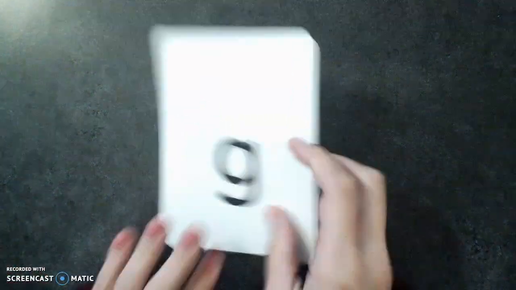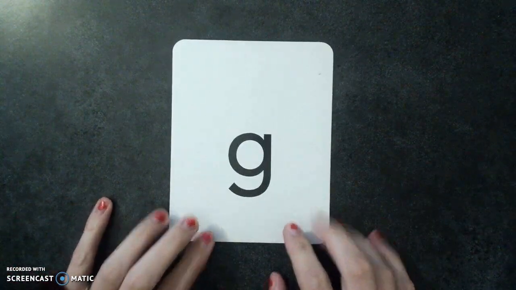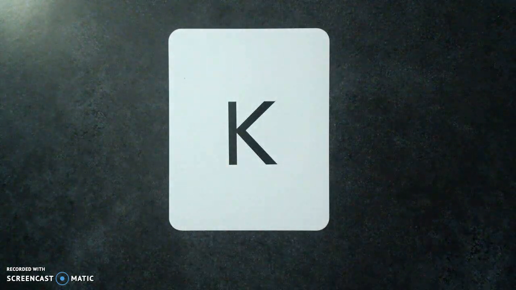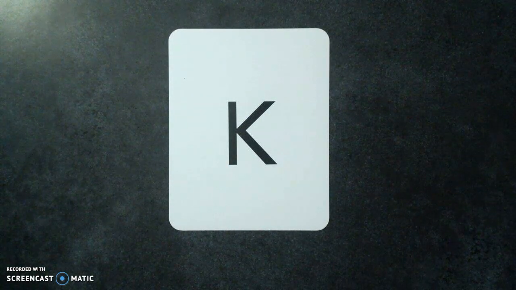Hi everyone! So today we are going to review some letter sounds and blend some more words. So first, the consonant we learned about this week is the letter G, and it makes the G sound. We also learned about the letter K that makes the K sound.